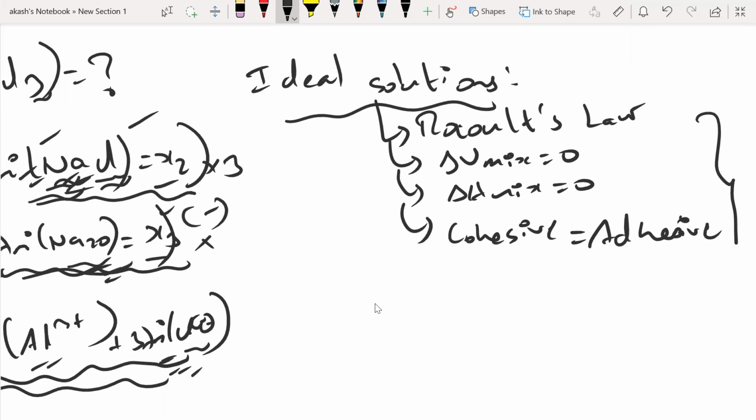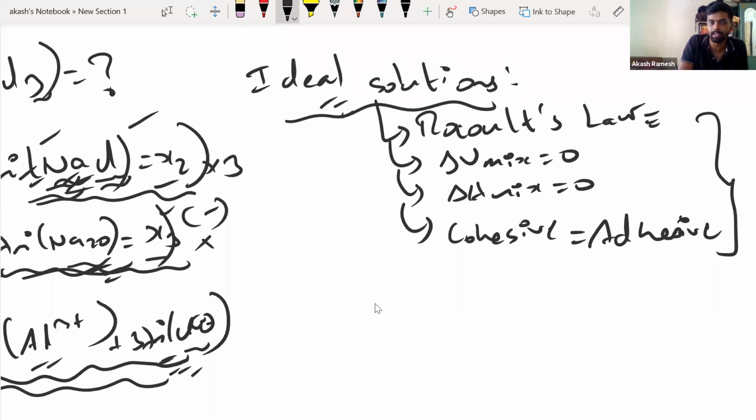Right? So if these conditions are satisfied, then it becomes an ideal solution. But we know it will not form ideal solutions because Raoult's law will not be there. This can be greater than 0, less than 0. This can be greater, lesser. Everything can happen. And among this, I have two things, non-ideal solutions. I have positive deviation, negative deviation, and we know how the graph looks.